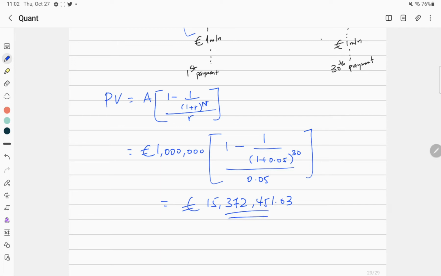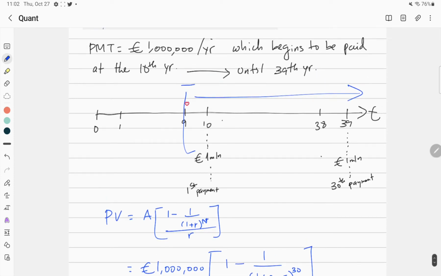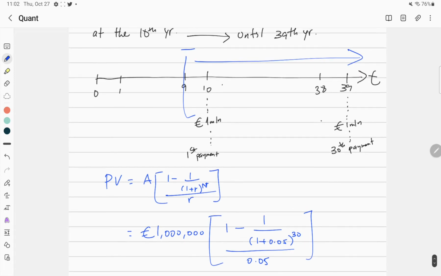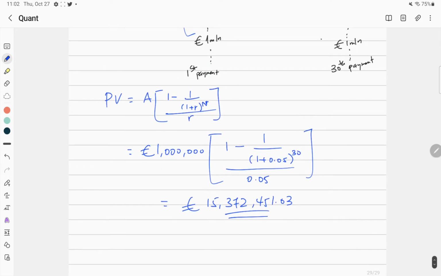Now, this is the amount of money that this pension fund manager should have at t is equal to 9. So at t is equal to 9, if he has this amount, then he will have enough money to pay 1 million euros per year for the next 30 years. So let's just cut this timeline and draw it again here.